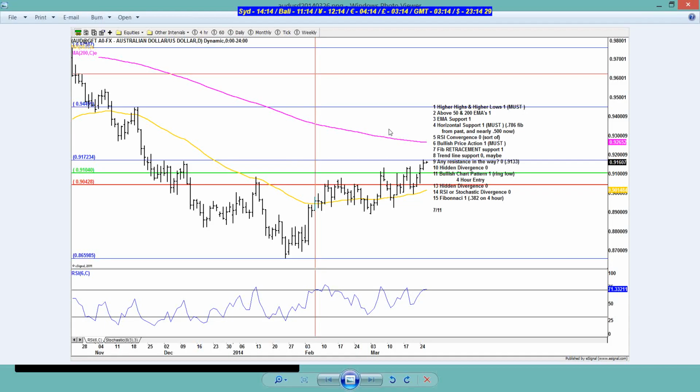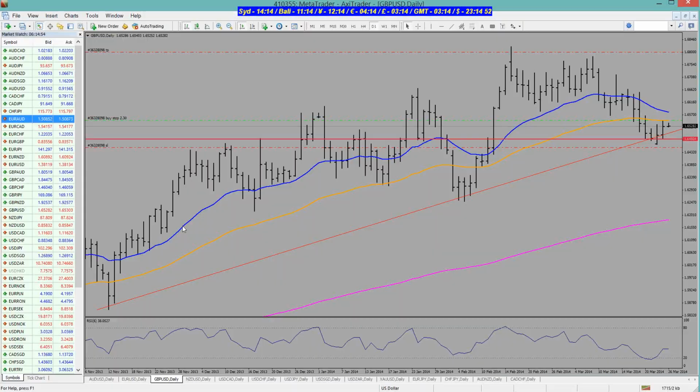Okay, and this one is the Aussie dollar. As I said, just stops underneath that now. Yeah, if this red line is where your stop is, good.